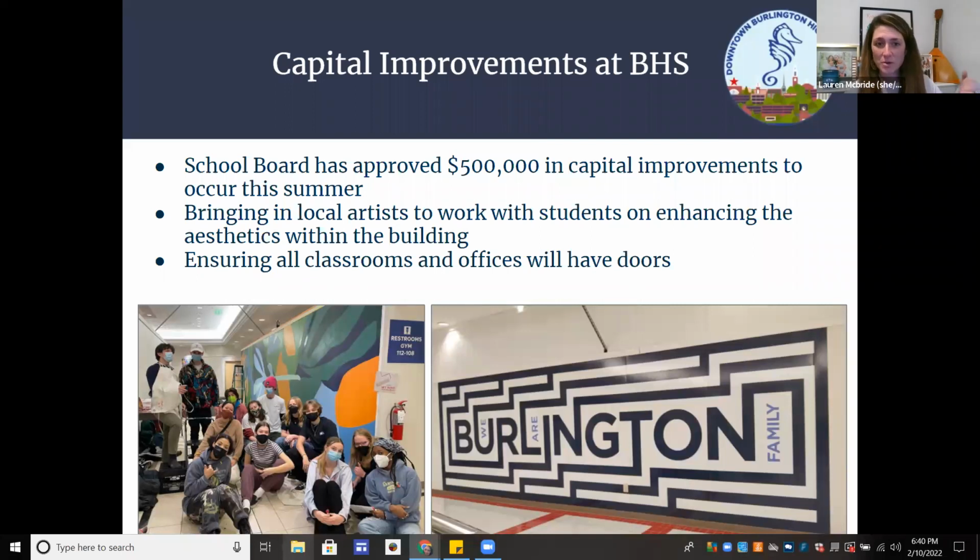So we had a mural that was recently completed with a local artist where students were able to be part of that project. So you can see the mural behind the students there. And then we also have these other murals that have come up over the last week or so that really showcase and embrace who we are at Burlington. So there's a lot of life that's coming to those white walls.